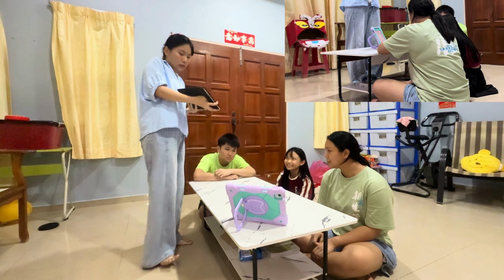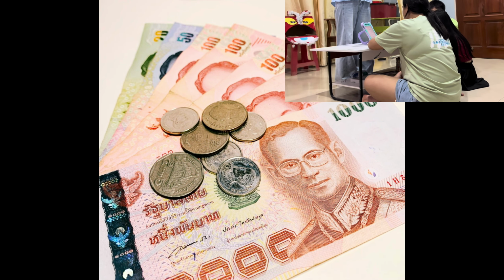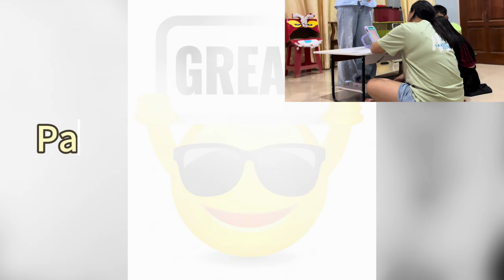Okay. Last is student C. Student C. What currency is this? This is Thailand baht. Okay, good. Great!